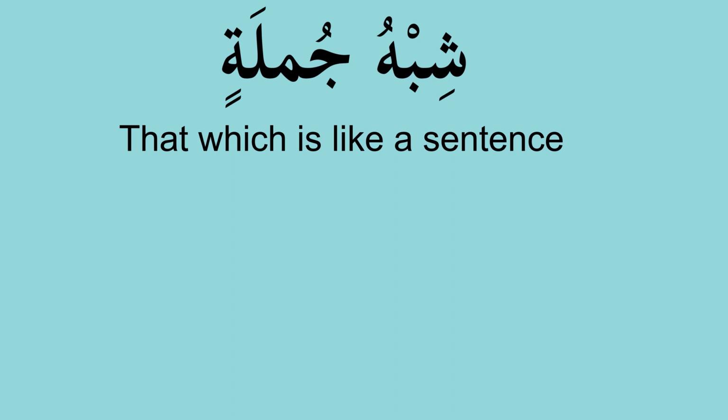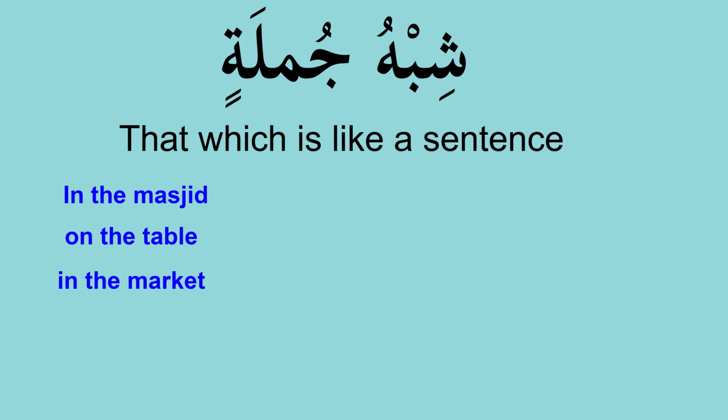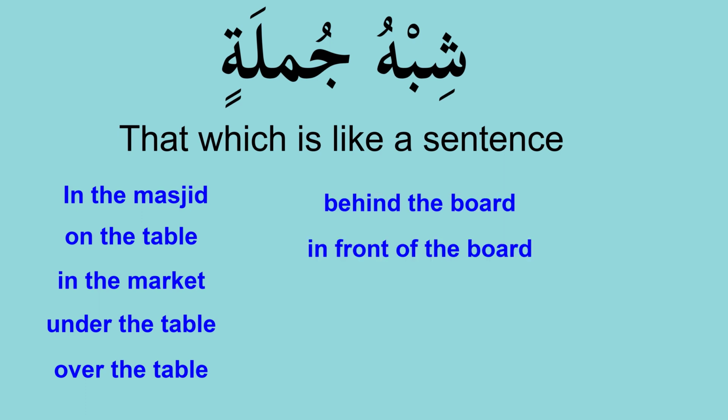Shibhu jumla. Say 3 times. Shibhu jumla, shibhu jumla, shibhu jumla. Which means phrase. Means it's not a complete sentence. It looks like a sentence, but it is not a complete sentence. It is a phrase. Yes. In the masjid, on the table, in the market, under the table, over the table, behind the board, in front of the board. These are all shibhu jumla.